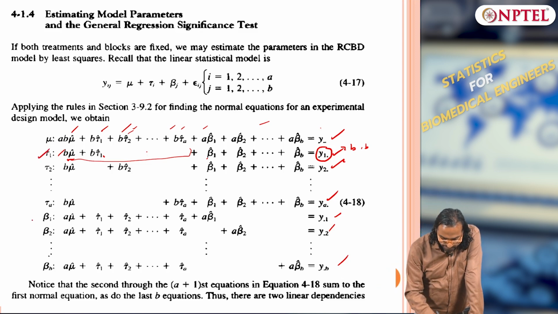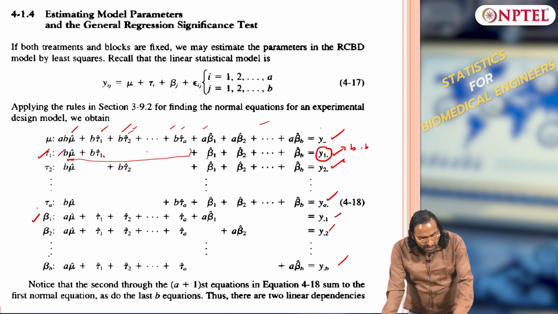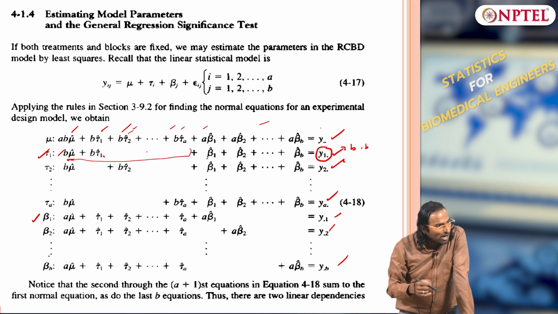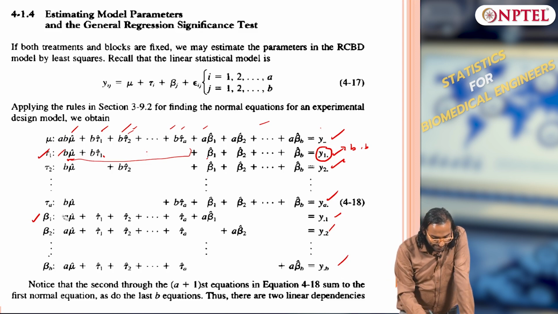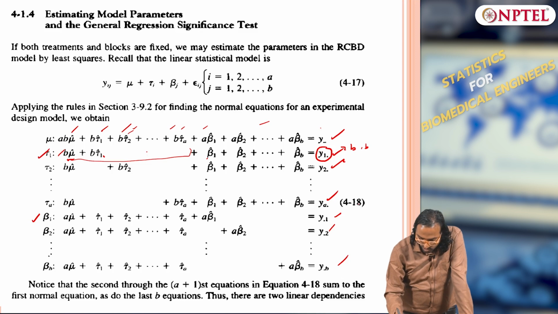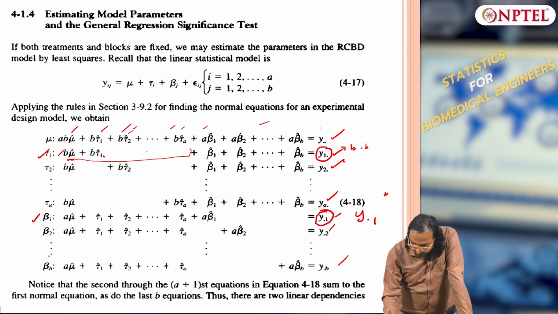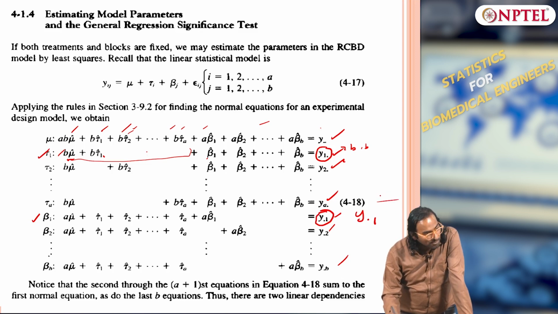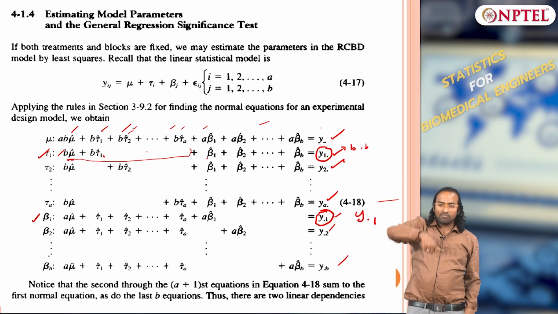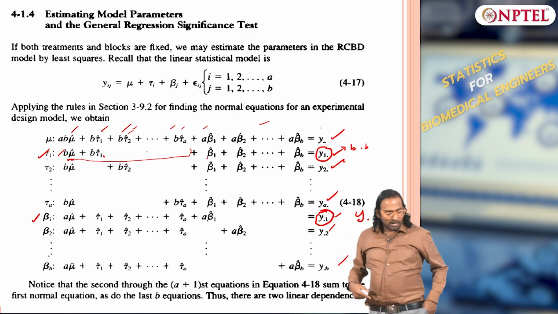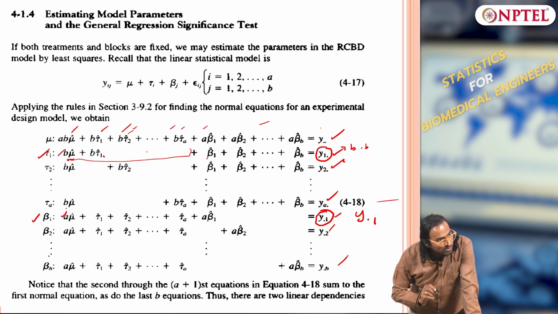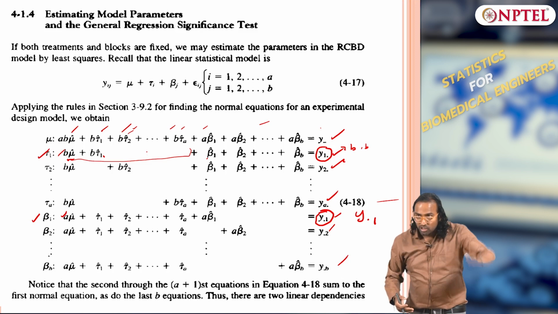If you write an equation for beta 1, what will happen? Beta 1 is along the columns, beta 1 is for block 1. How many times will it be there? A times, because your right hand side is y dot 1, which is the first column, summed along all the rows. The first column you are impacting. So in this equation, mu will appear A times, because now you are looking along this way, mu will occur.